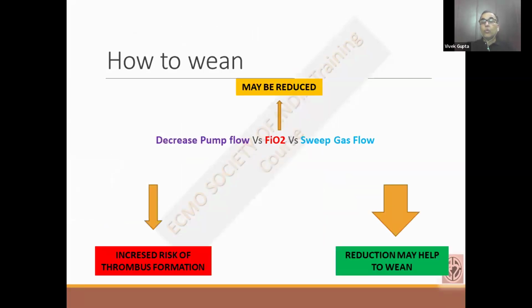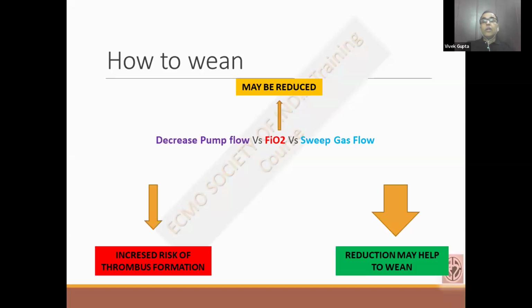So how do we wean a patient who is on VV? You can use different methods. You can decrease the pump flow up to a certain extent. Suppose the pump flow is very high, say 5 liters or 5.5 liters, you can come down to 3.5 liters or 3.2 liters. But if you reduce the pump flow further, there is always more risk of thrombus.